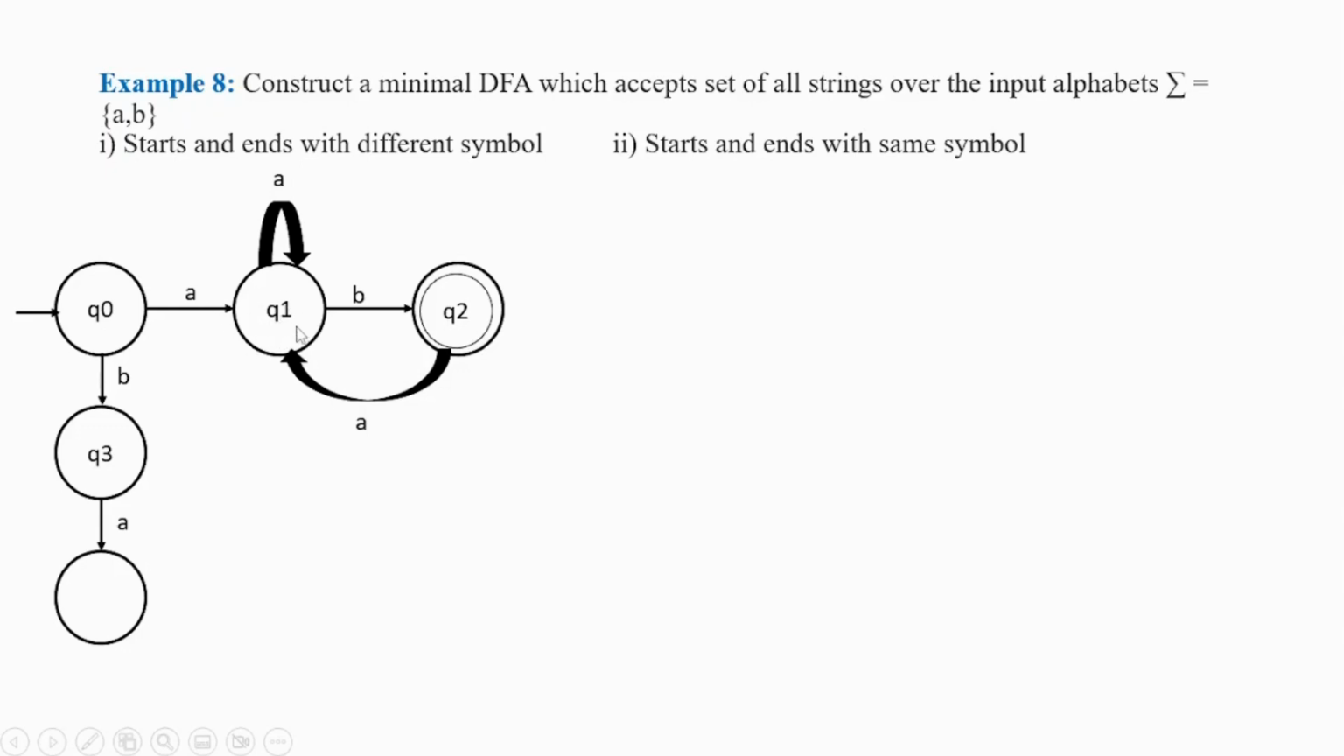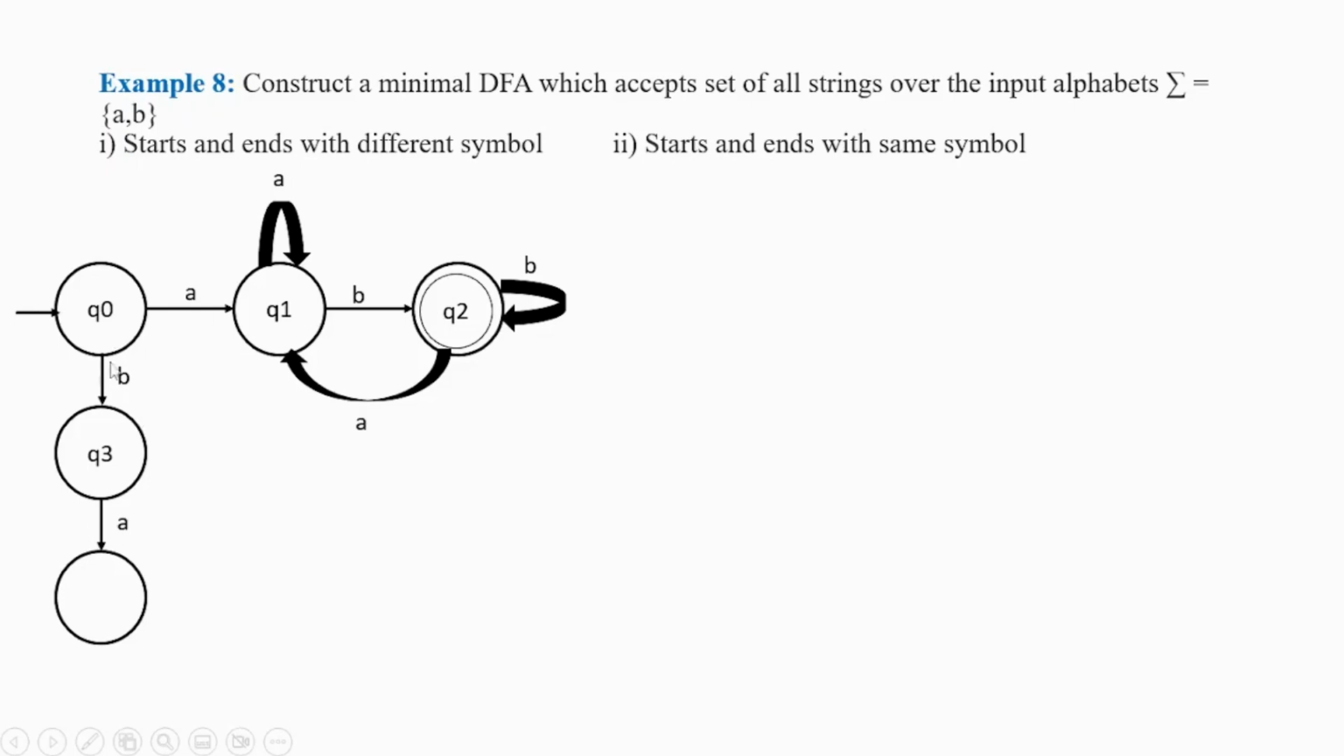Here I'm keeping it because I'm giving it a chance. For example, if my string is B, A, B, then also my starting and ending symbols are different, so it will enter the final state, right? So I'm giving all the possibilities to enter the final state if it starts and ends with different symbols. If my string is A followed by 10 B's, that is also acceptable, because the starting symbol is A and the ending symbol is B.